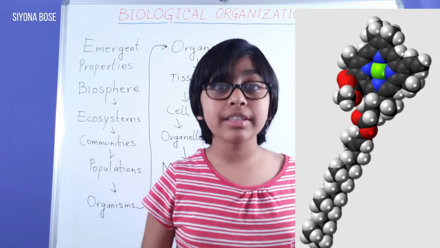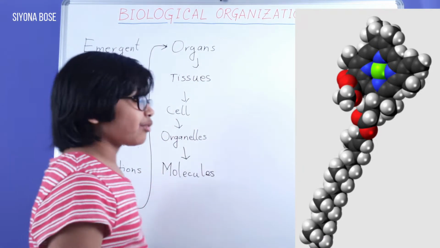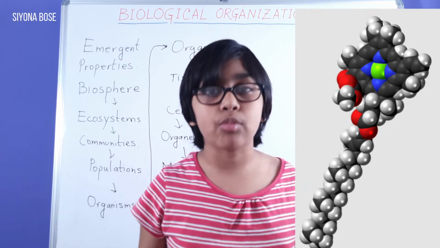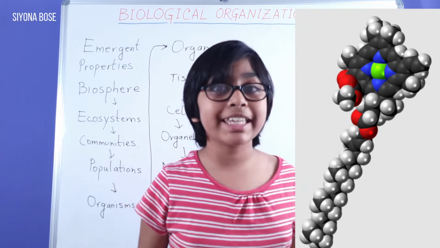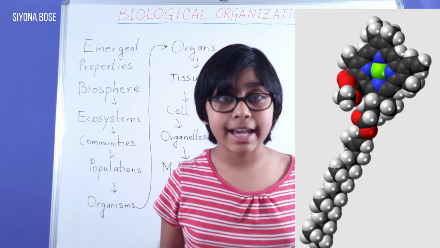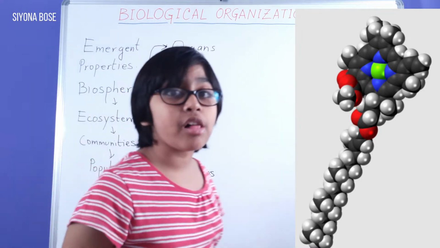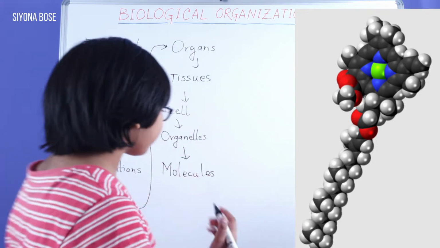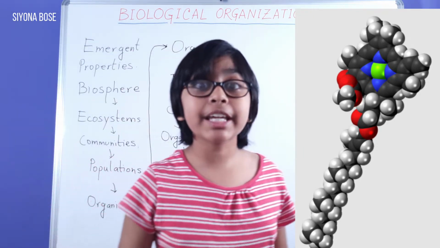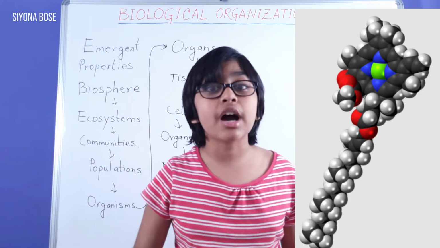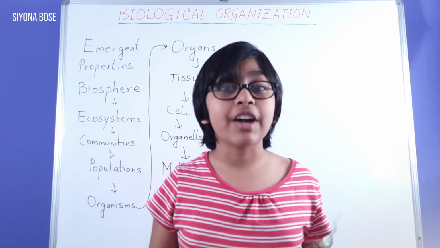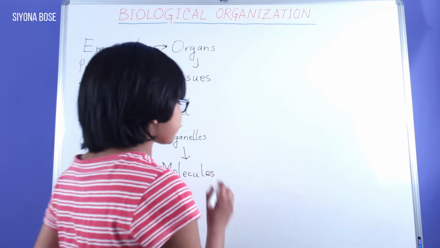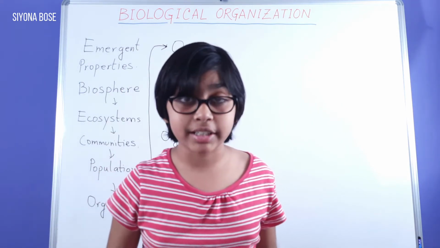Molecules are chemical units which are made up of two or more units called atoms. Some molecules have two atoms, and some molecules have more than those. For example, chlorophyll is one molecule which is very important for absorption of sunlight and helping in photosynthesis. This was all about the biological hierarchy.